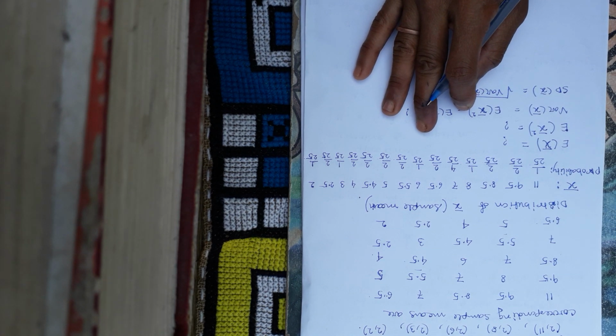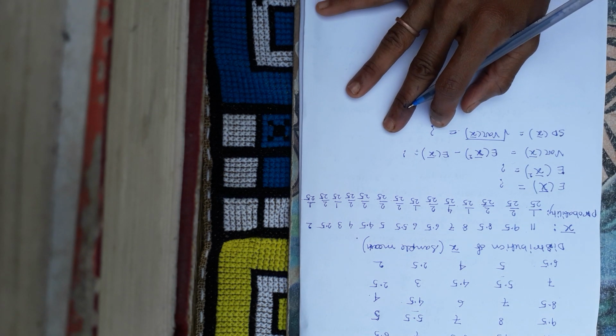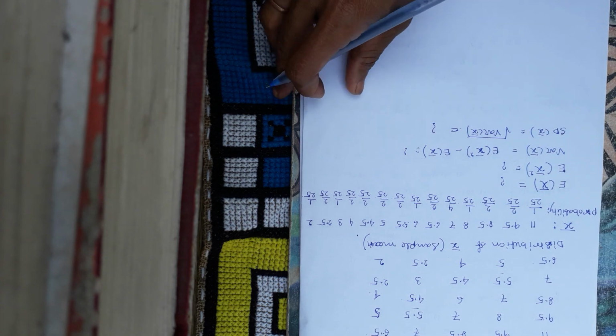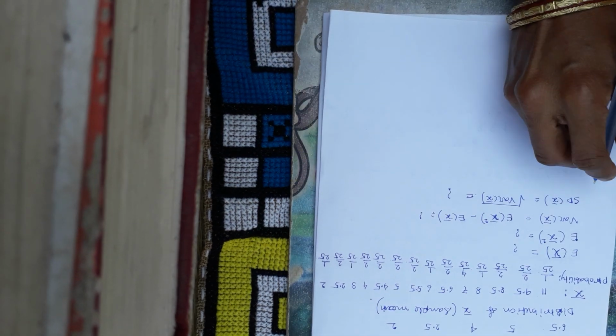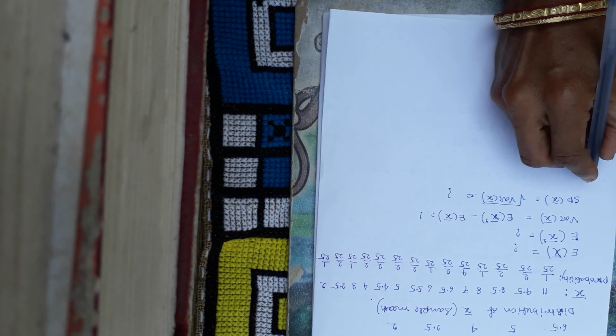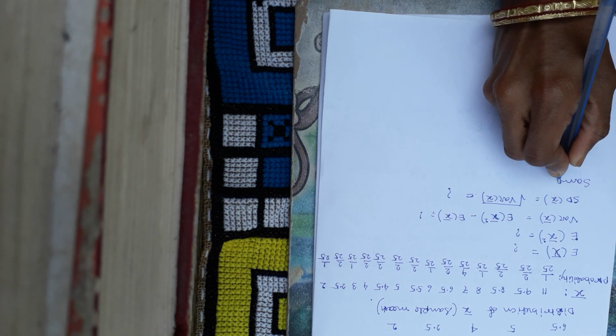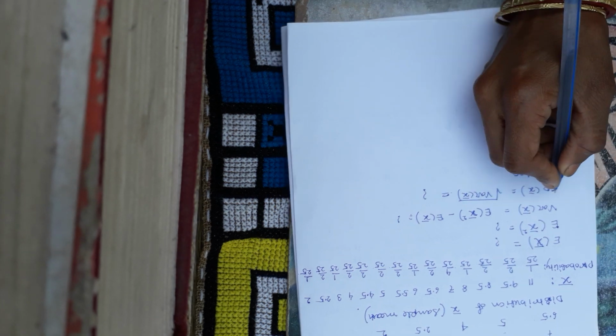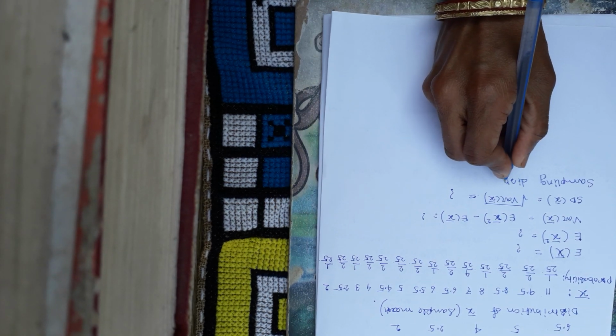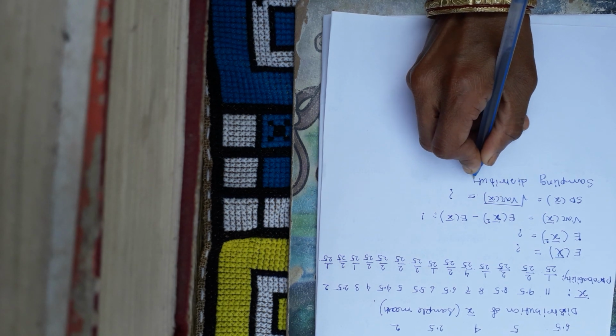Now we start the sampling distribution of the sample variance. In the previous example we found the sampling distribution of the sample mean, but here we find the sampling distribution of the sample variance.